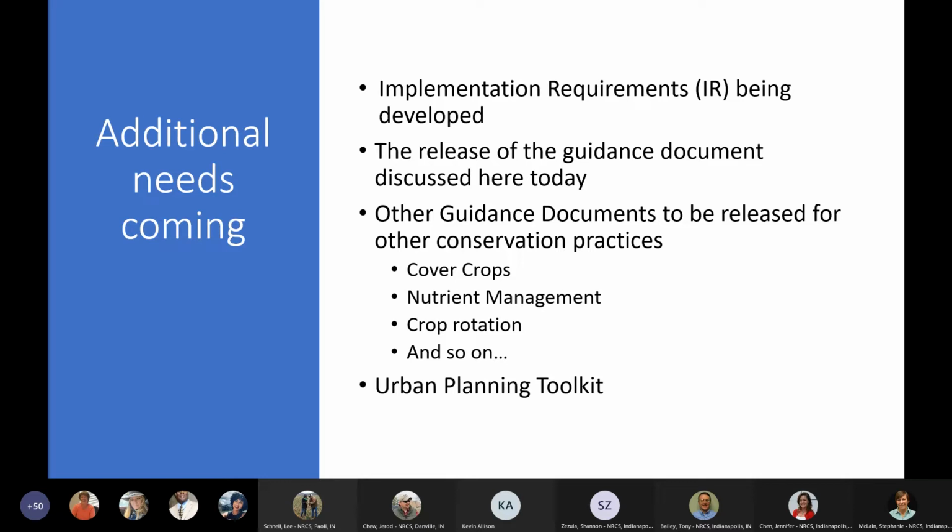So to continue with the discussion today, the examples we walk through and the guidance document that's developed are just one part of the needs that you have as conservation planners here. Jennifer mentioned the implementation requirements. I'm sure we mentioned them earlier in the presentation as well, but that's one of the next most important things that you would need, because the implementation requirements will detail the site-specific application of that practice on the landscape.